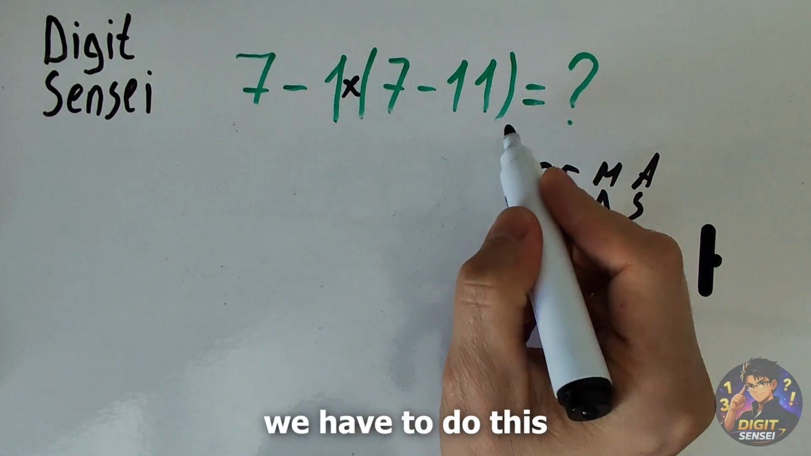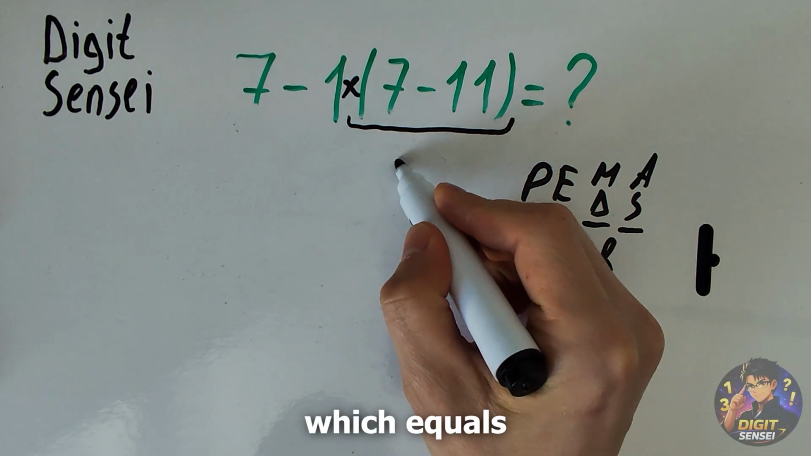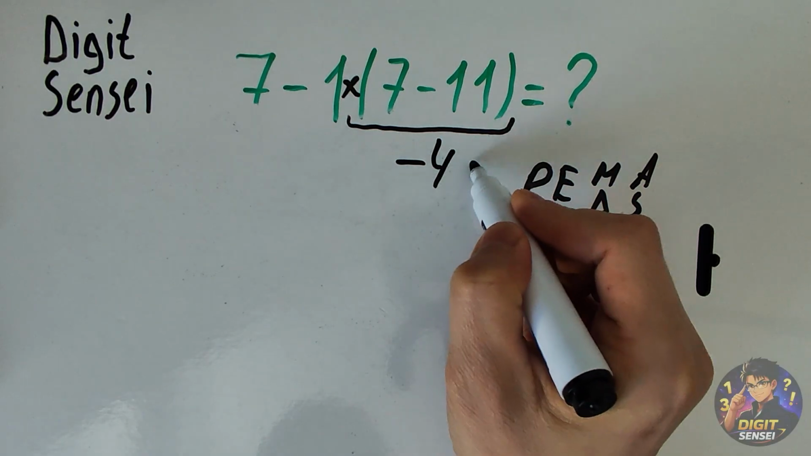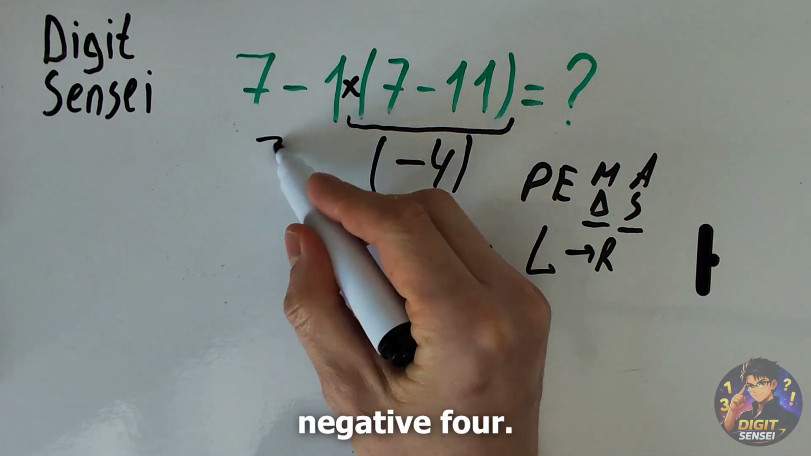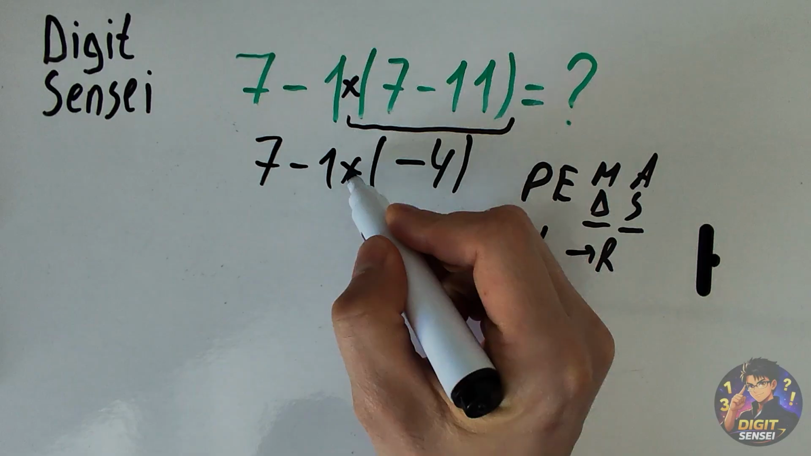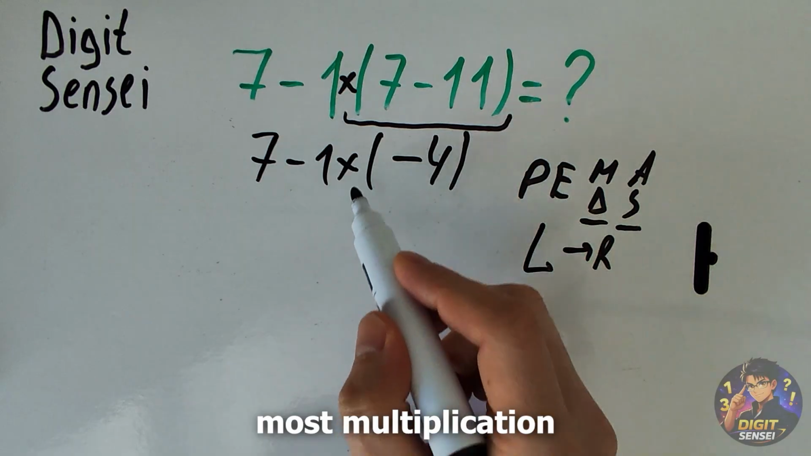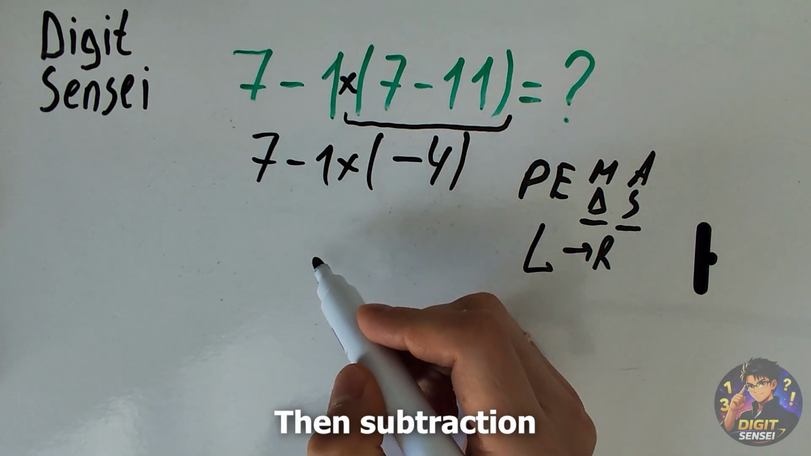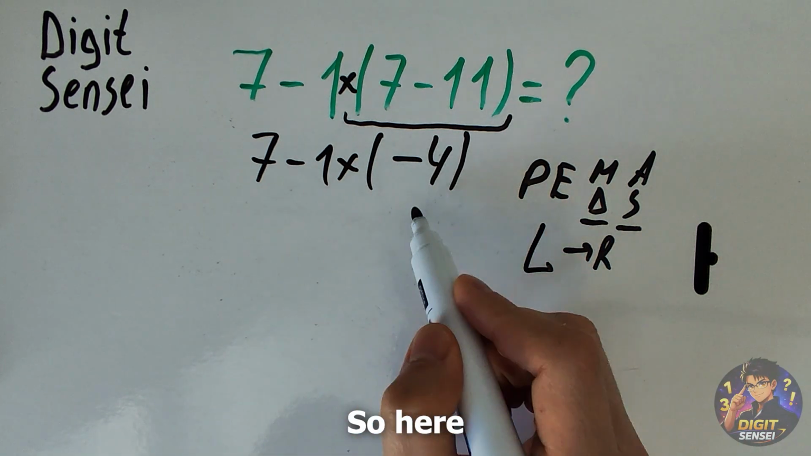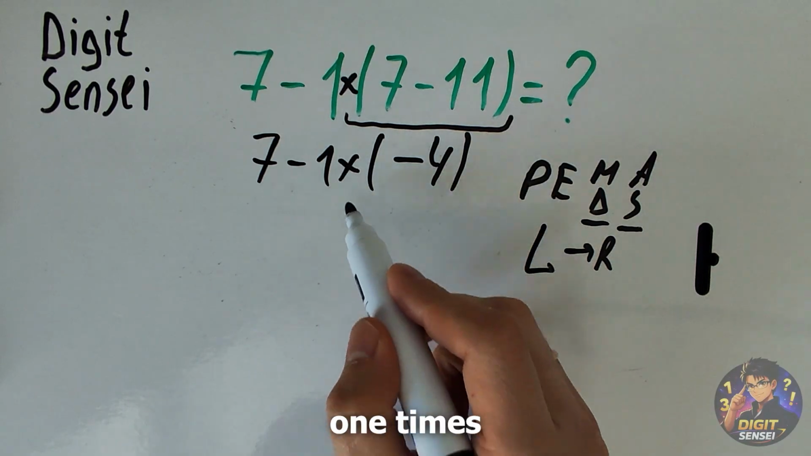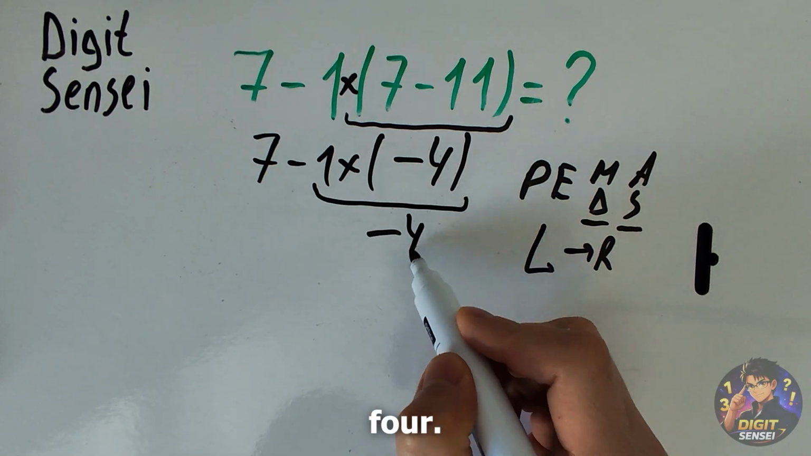So first we have to do this parentheses. Inside this parentheses we have 7 minus 11, which equals negative 4. So 7 minus 1 times negative 4. Now we have one subtraction and one multiplication. According to the PEMDAS, multiplication has higher priority than subtraction because multiplication comes before subtraction. So here, first we have to do this multiplication. 1 times negative 4 is just negative 4.